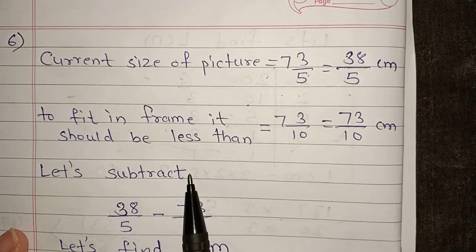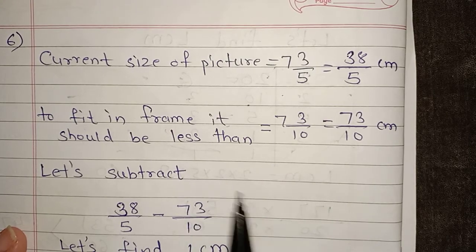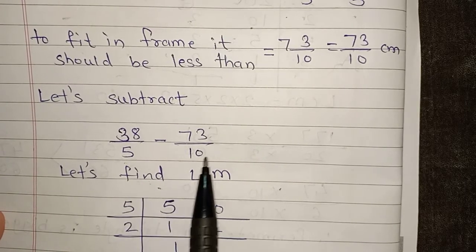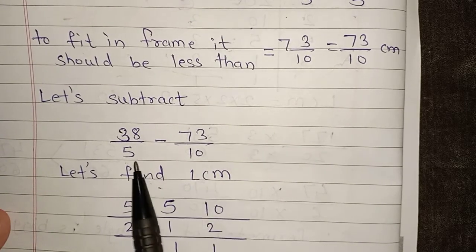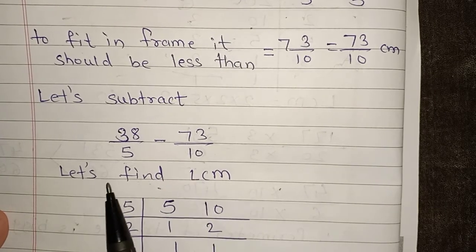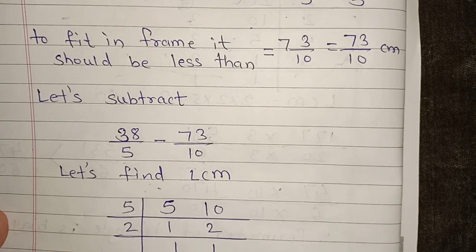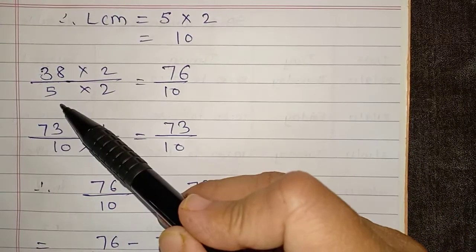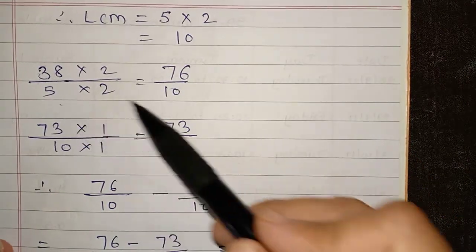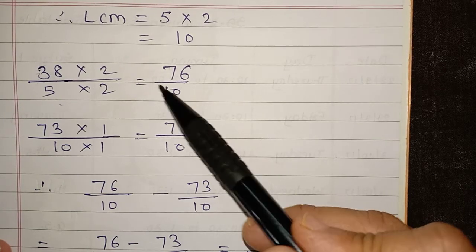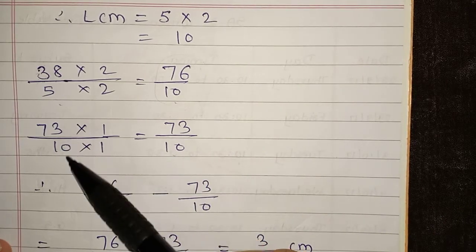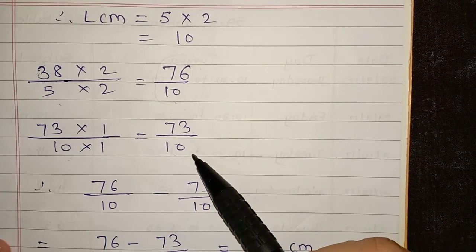Now let's subtract to find out how much we have to trim the picture. So here I have written 36/5 minus 73/10. Now see, again the denominators are not the same. So let's find the LCM. After finding the factors, we got the LCM which is equal to 10. So I have taken the first fraction and made the denominator equal to the LCM. It gives me 72/10, and the second fraction gives me 73/10.